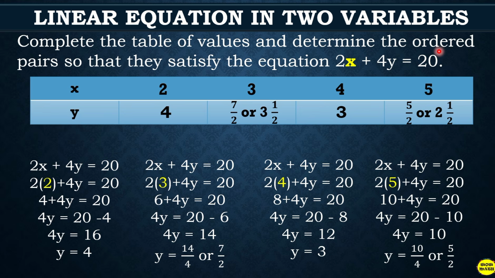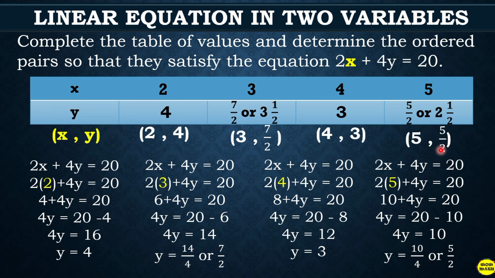Now, what are our ordered pairs? Let's get the ordered pairs. When we say ordered pair, it is x and y, your abscissa and your ordinate, or the x coordinate and the y coordinate. So, again, when we say ordered pairs, it's x and y. We put the value of x and the value of y. What will be our ordered pairs here? That is 2, 4. This is 3, 7 over 2. This is 4, 3. And this is 5, 5 over 2. So, these are the ordered pairs that satisfy the equation.